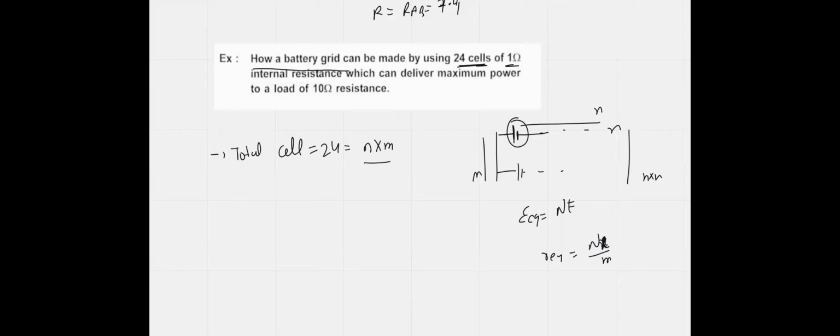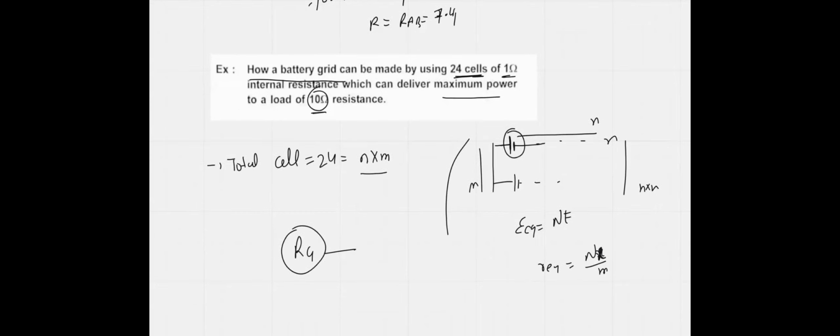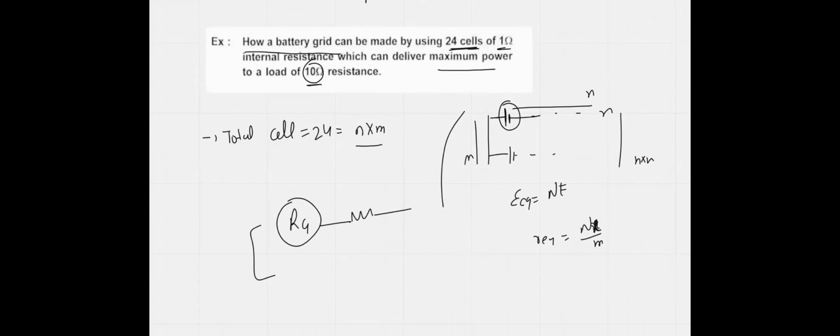So I really don't know what should be n, what should be m. I have a calculator, right? One more thing, which can deliver maximum power to a load resistance of 10. So they have given me basic data. This whole thing is a grid. If the net resistance of this grid is, let's say, Rg, and you connect it with an external resistance of 10 ohm, then you are getting the maximum power.